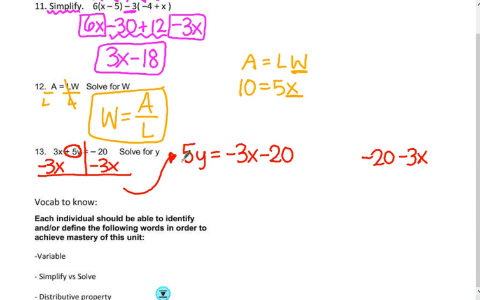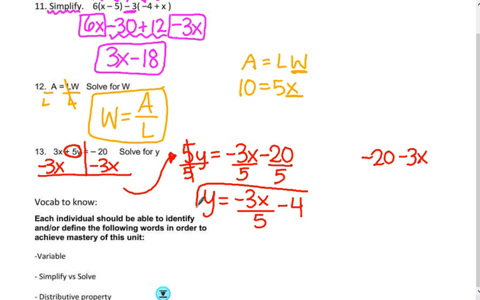In my last step, I have 5 times y equals all of this. To reduce that, I want to undo that operation, so instead of multiplying by 5, I'm going to divide both sides by 5. When I do that, I want to divide each part by 5. 5y divided by 5 reduces to 1y. This guy is going to stay as a fraction. And then negative 20 divided by 5 is negative 4. And that would be our final answer there.